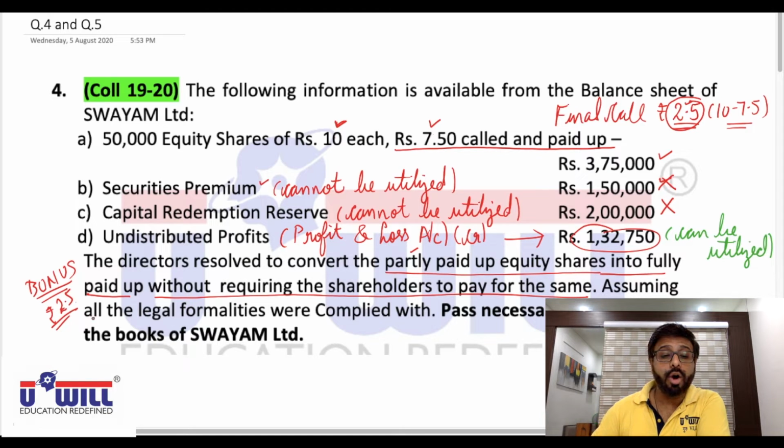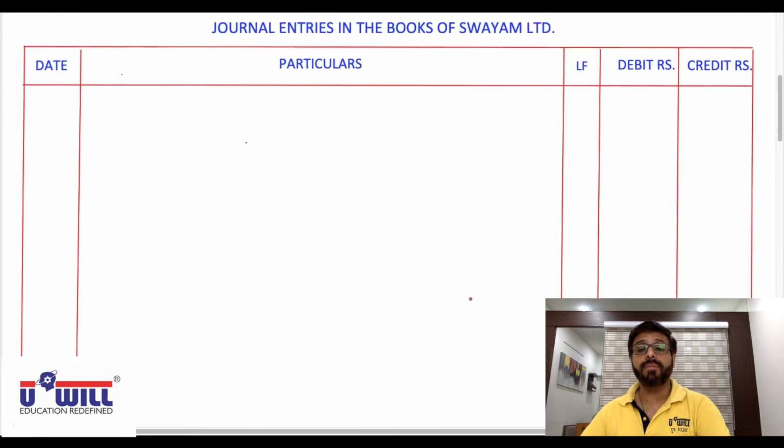Assuming all the legal formalities are complied with, pass necessary journal entries in the books of Swayam Limited. I hope everyone understood the question. If not, rewind and refer to that again. Make a small format of journal.